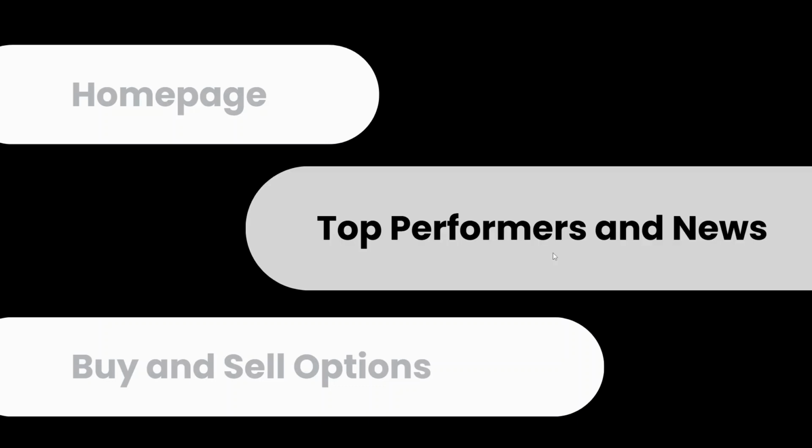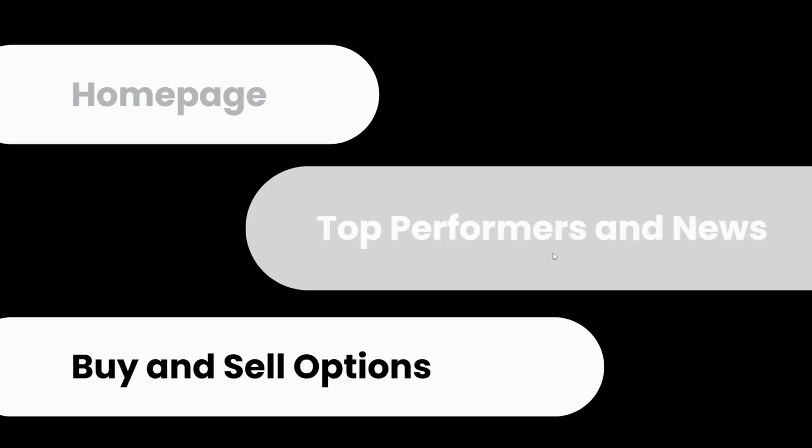And next is the buy and sell options. By going to the main page, you will see the buy and the sell options on the left. Now we have discussed the basic elements inside the Crypto.com application. Now let's talk about the functions or the services that it offers.